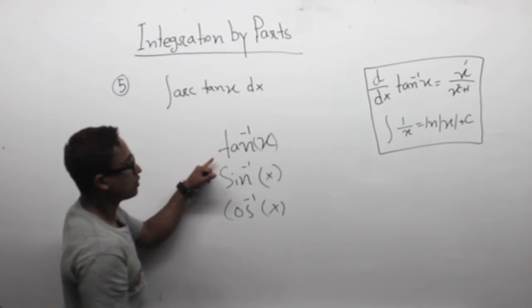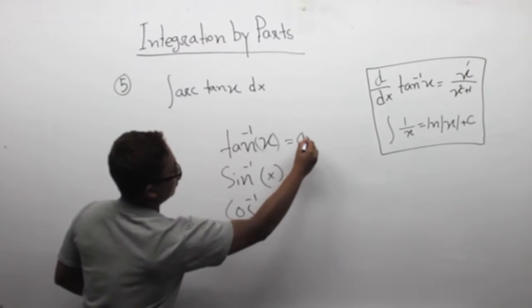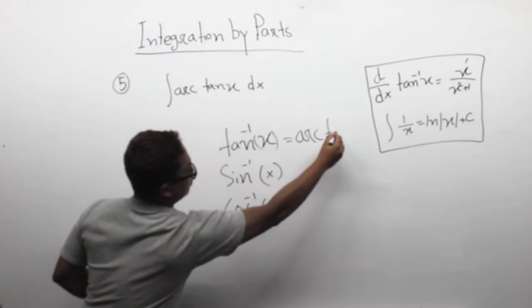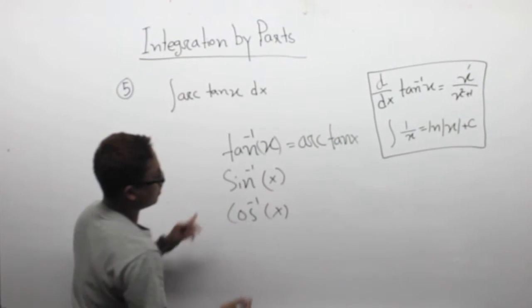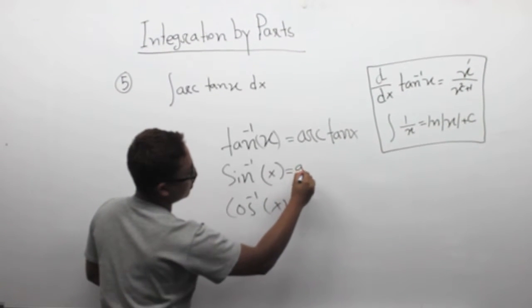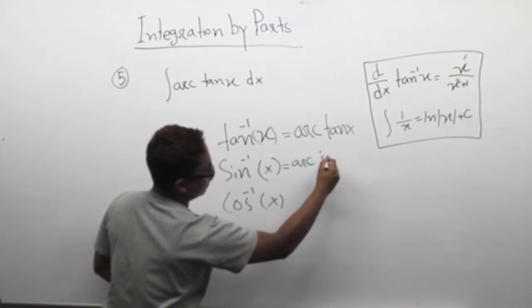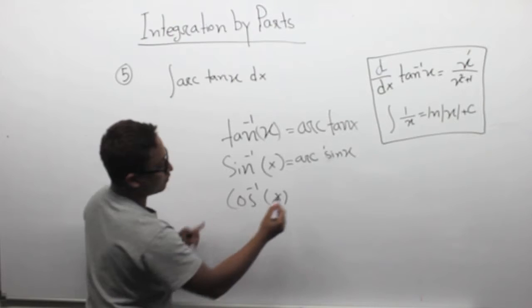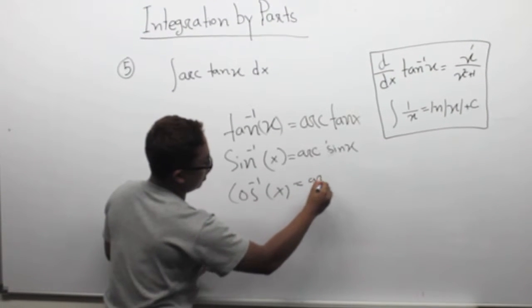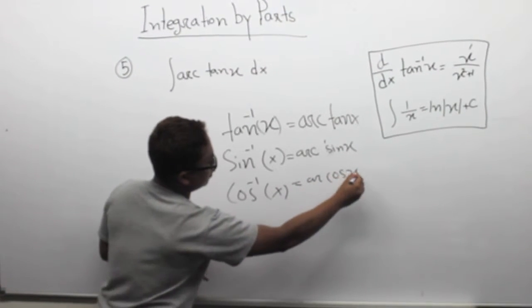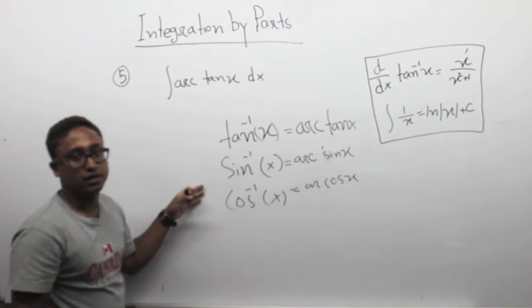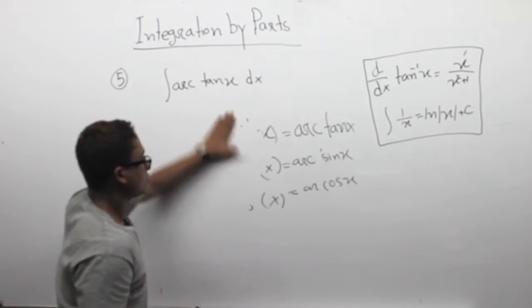Actually, tan inverse x can be written as arc tan x. Sine inverse x can be written as arc sine x, and cos inverse x can be written as arc cos x. So basically this is the basic idea, both are the same.